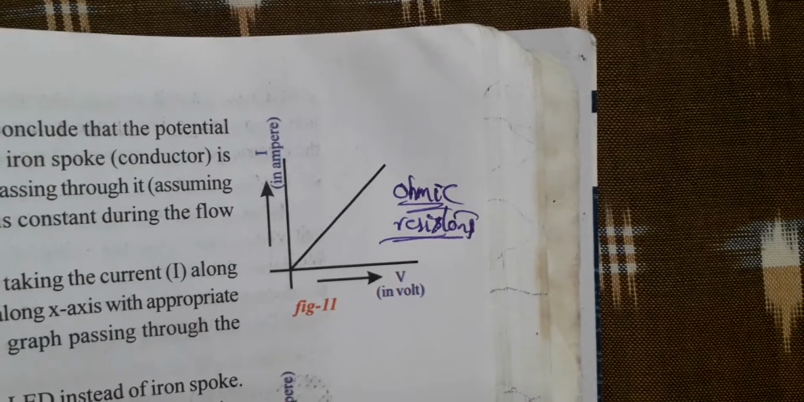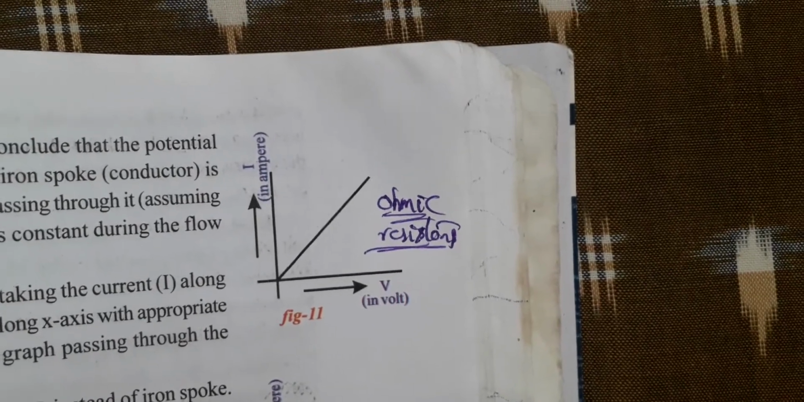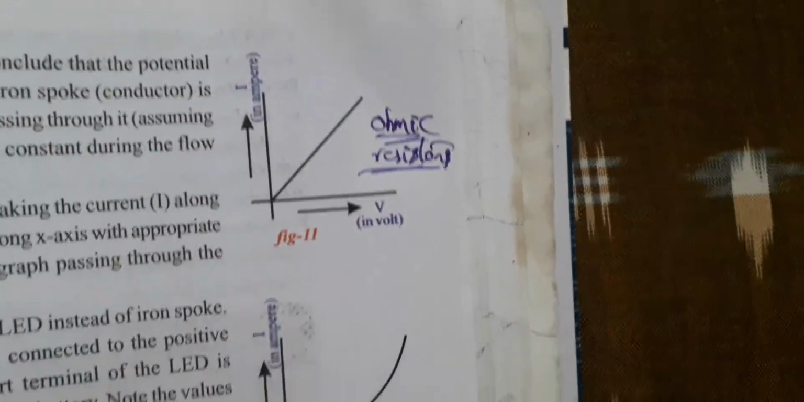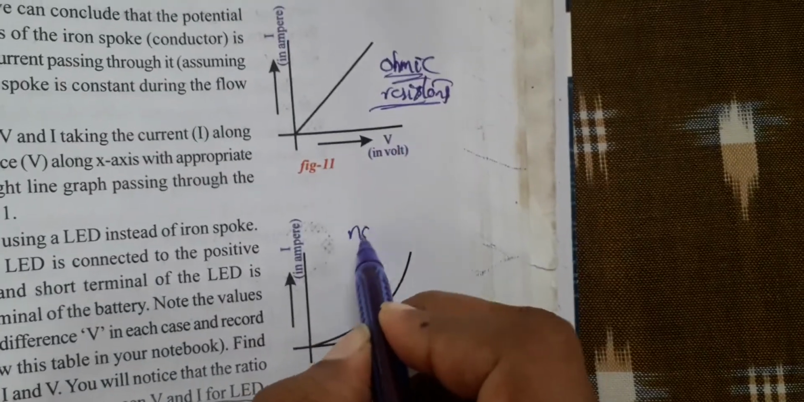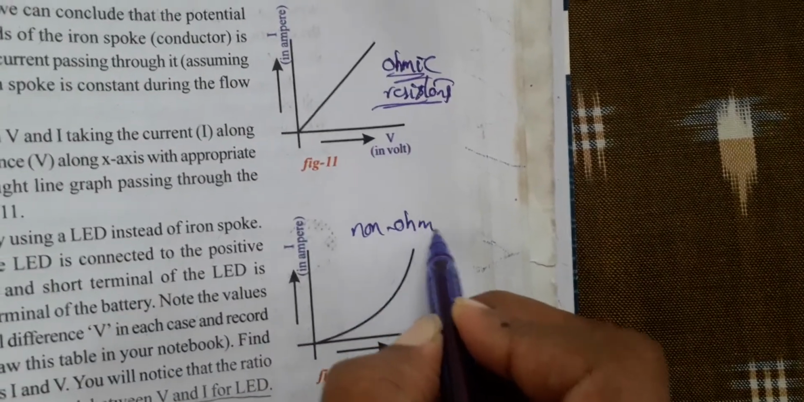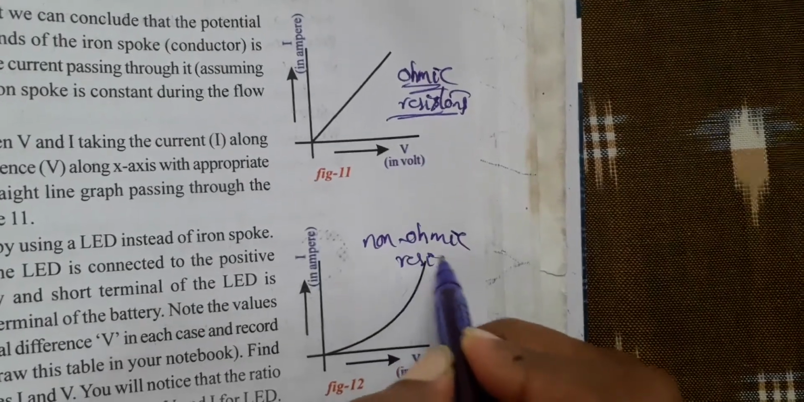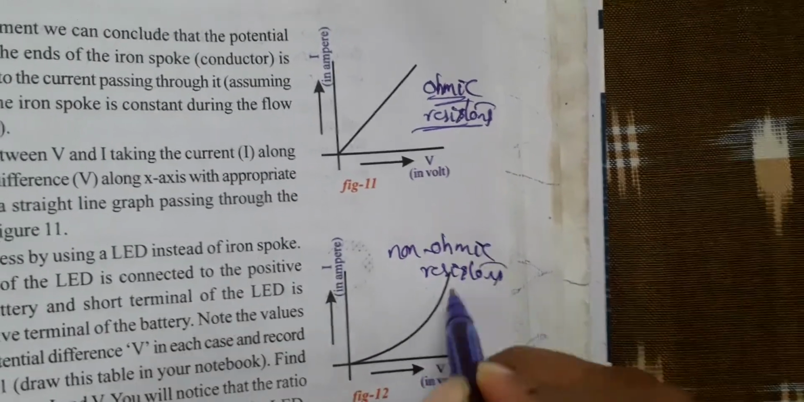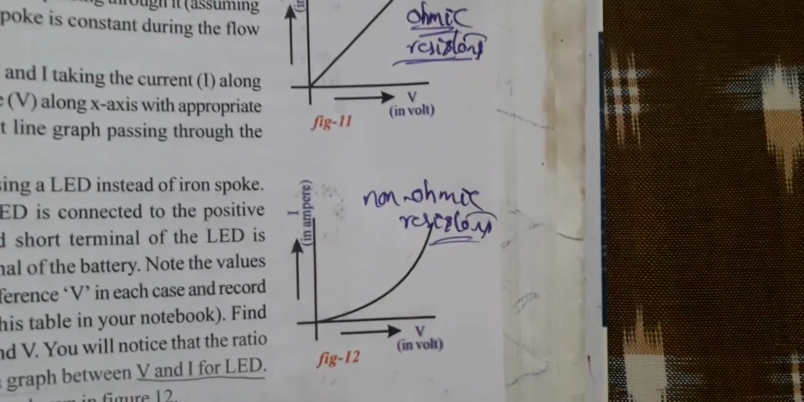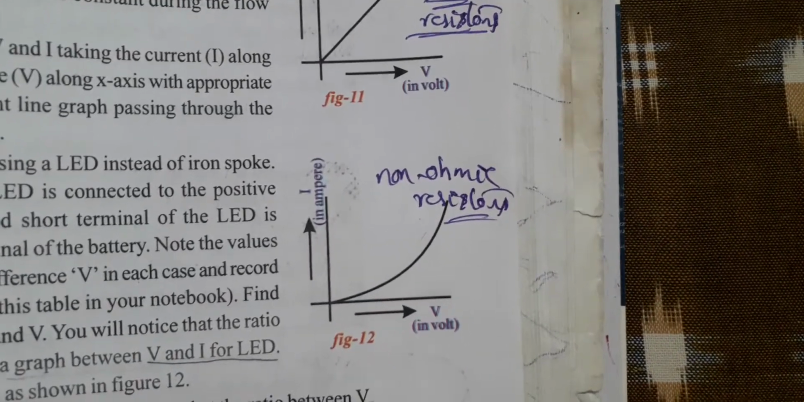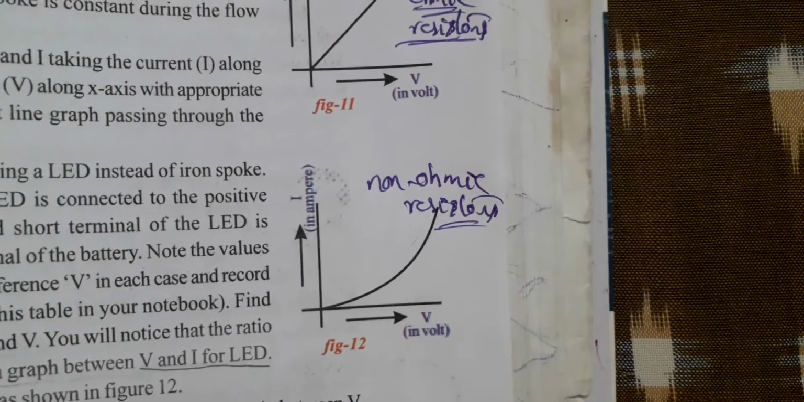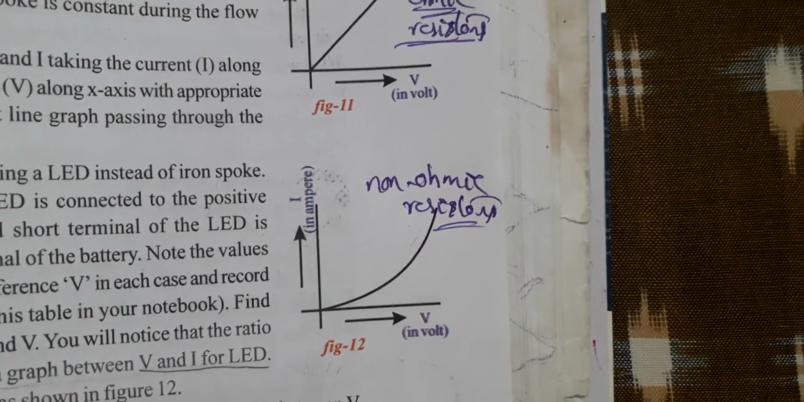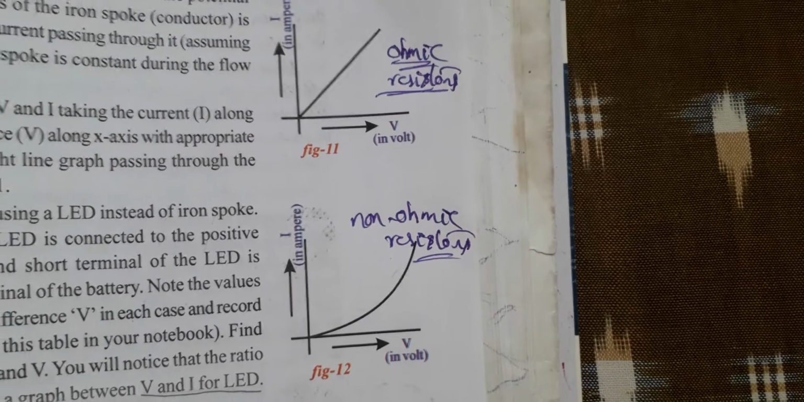The VI characteristics graph for non-ohmic resistors will be of this kind. These are non-ohmic resistors. That means it is not a straight line, but rather a curve. For example, you can take semiconductors, the P-N diode. So these are the ohmic and non-ohmic resistors.